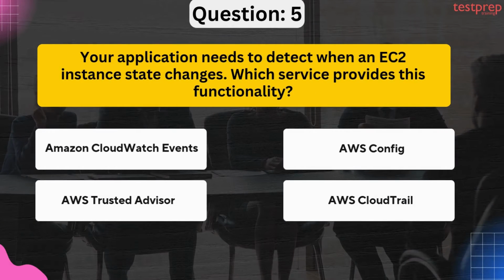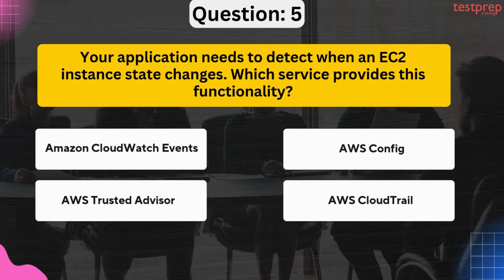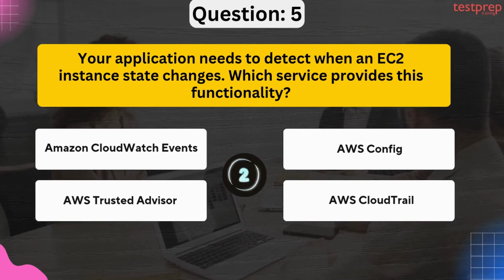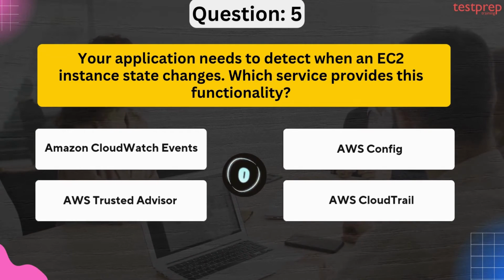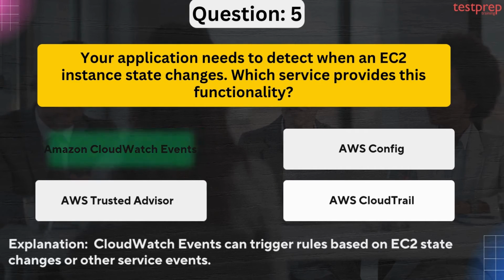Question 5. Your application needs to detect when an EC2 instance state changes. Which service provides this functionality? The correct answer is Amazon CloudWatch Events. CloudWatch Events can trigger rules based on EC2 state changes or other service events.